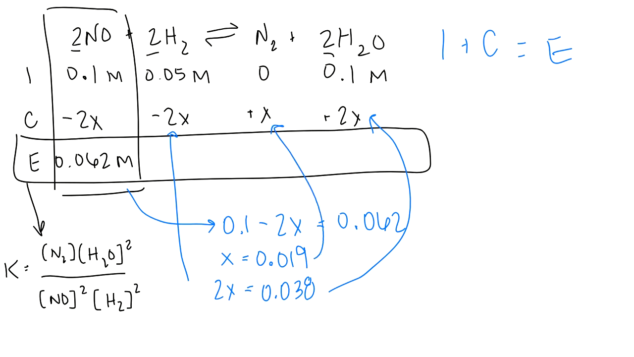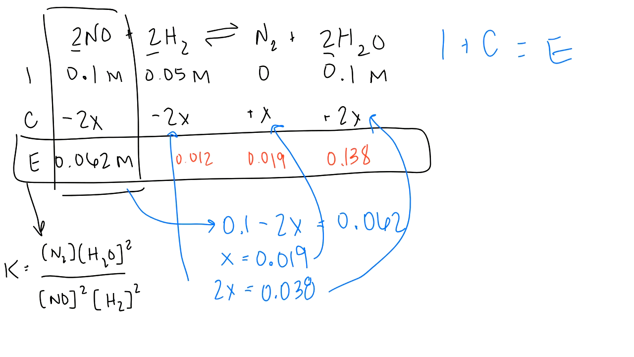So once we do that, we should end up for the hydrogen with 0.012. For nitrogen, it'll be 0.019. And for water, it will be 0.138. Once we have everything in our bottom row, we can plug that into our equation for K.